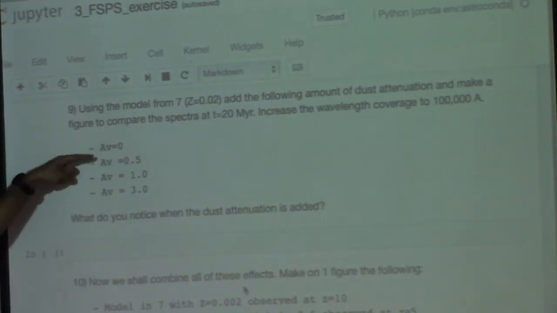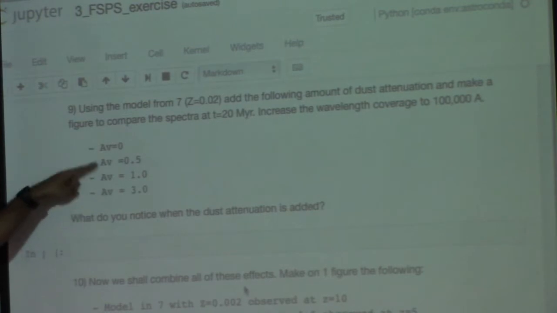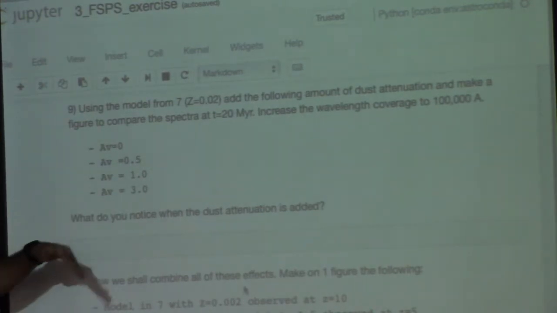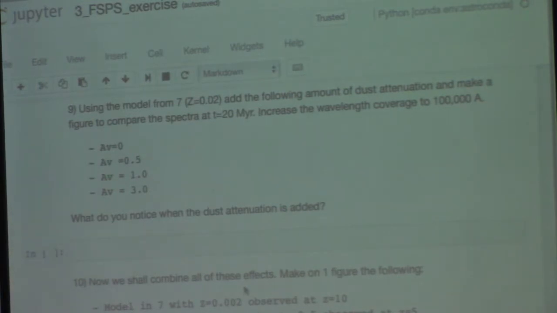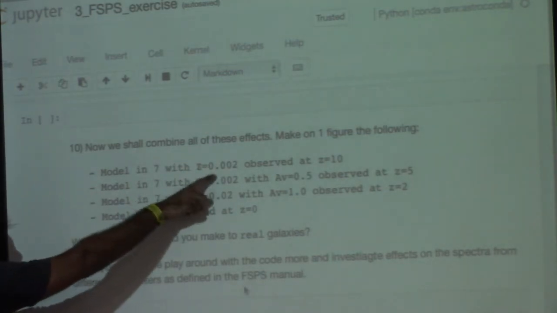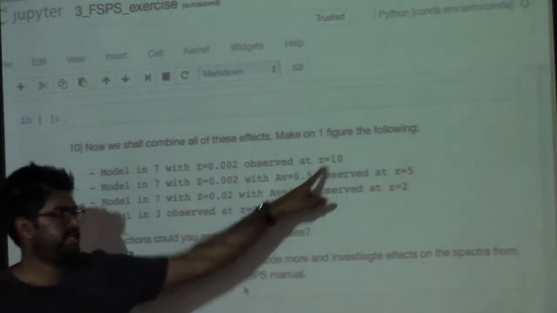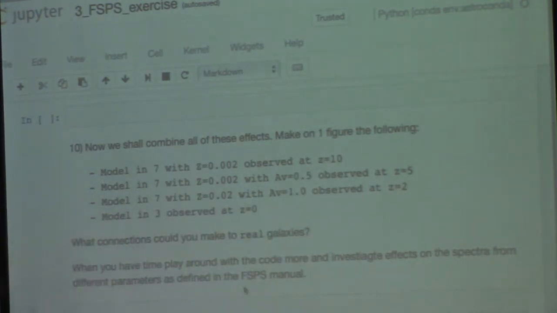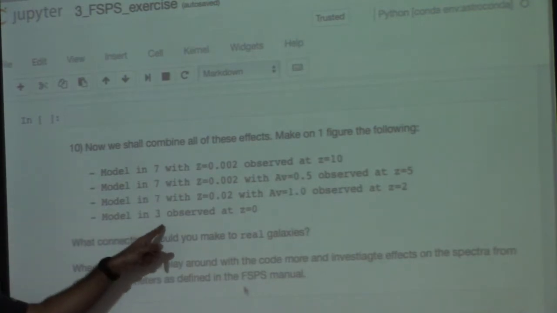Then you will change the dust extinction parameters by these values to see when there is a lot of dust, how the spectra look compared to galaxies with less dust. Then you will complicate things by looking at a more realistic galaxy evolution in the universe, by changing the metallicity with time and with different redshifts, to see what a galaxy would look like in the early universe compared to what we see today.